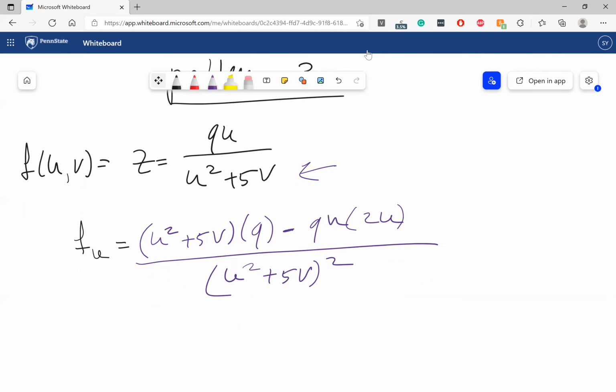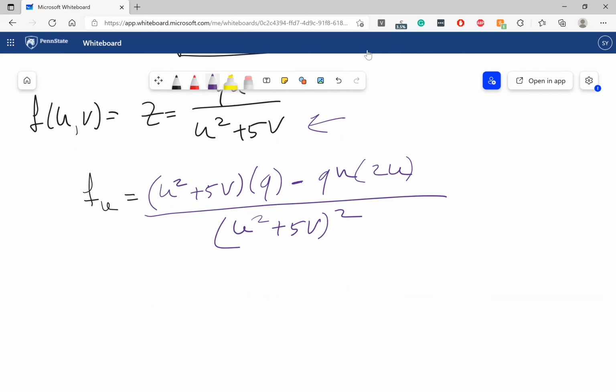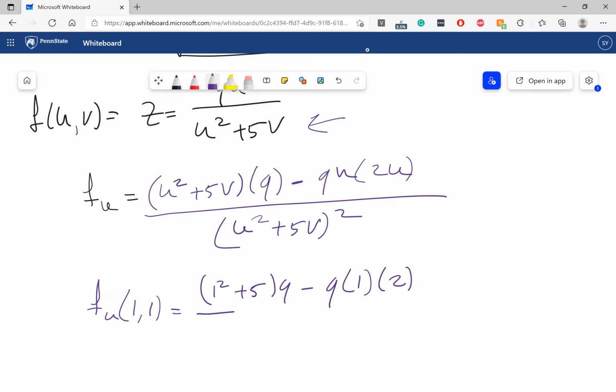Okay, so we can ask, what is the partial of f with respect to u at the point 1, 1? So you just plug that in. 1 squared plus 5 times 9 minus 9 times 1 times 2 over 6 squared. Okay, just plugging in the 1 and the 1 wherever we see u and v.